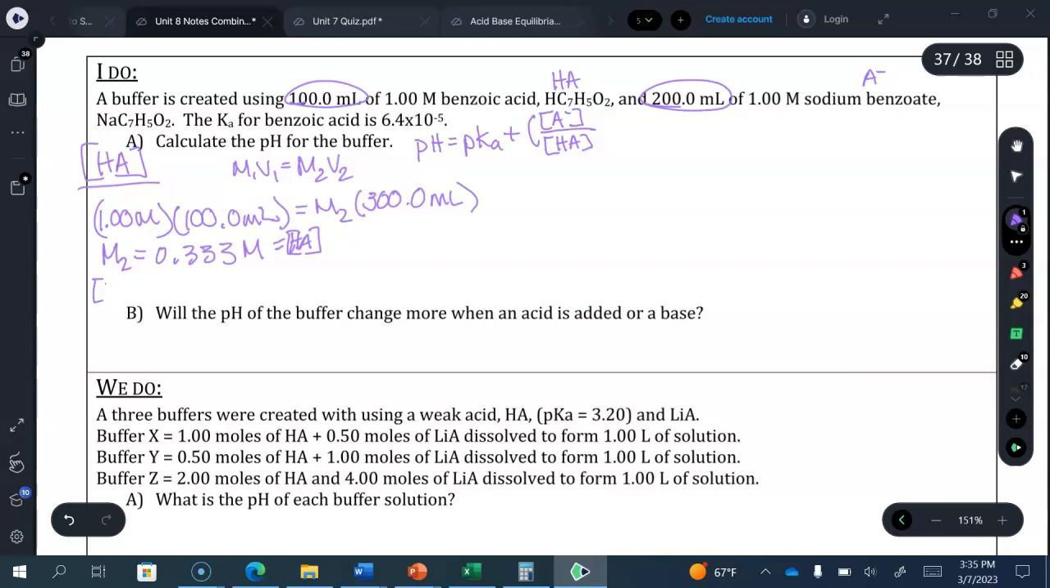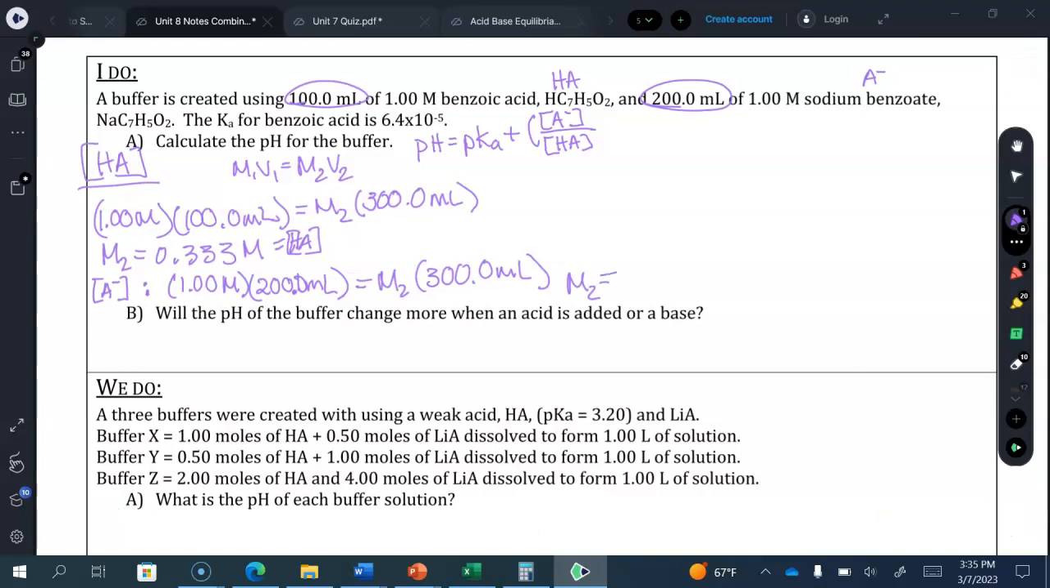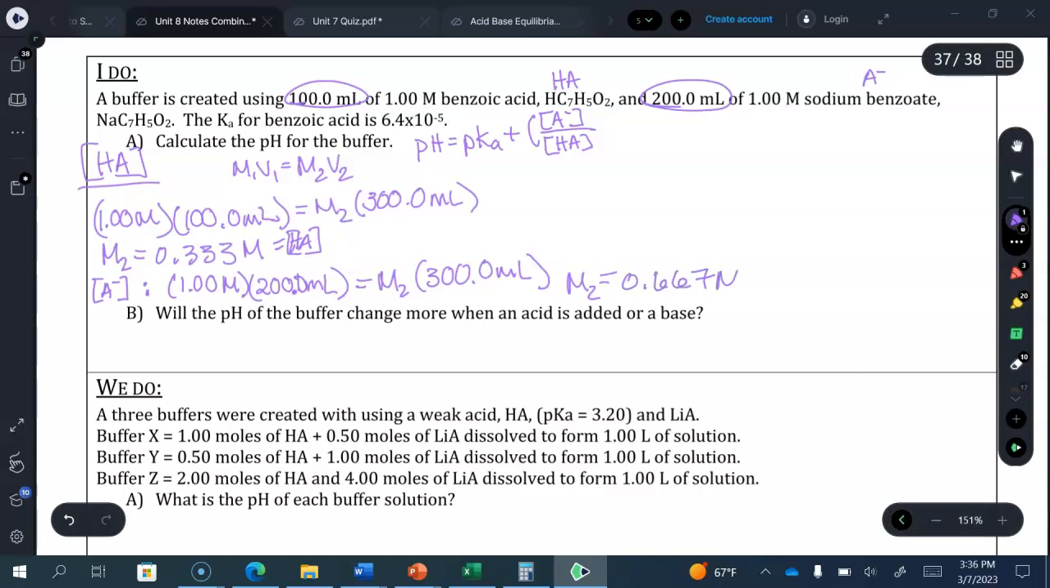Now, if we do the same thing with the benzoate, we again use M1V1 equals M2V2, where M1 is 1 molar again, V1 is 200 milliliters, and then M2 is our unknown, and V2 again is 300 milliliters. And so our M2, or the concentration of our conjugate base, in this case is 0.667 molar.